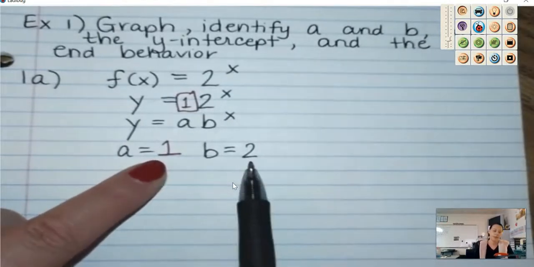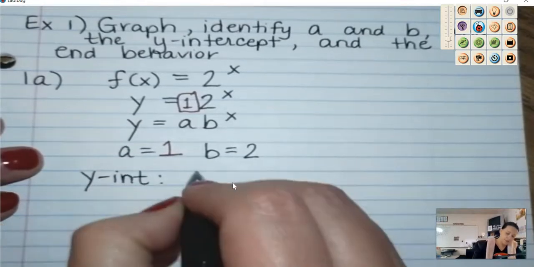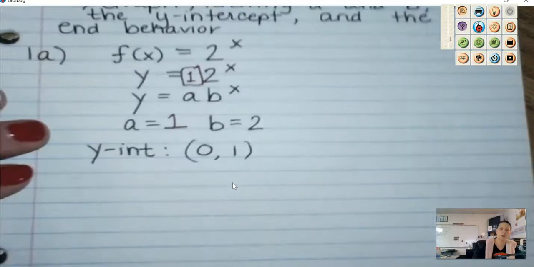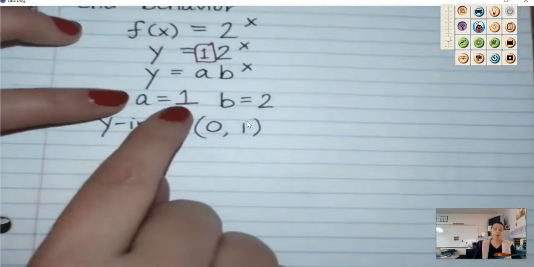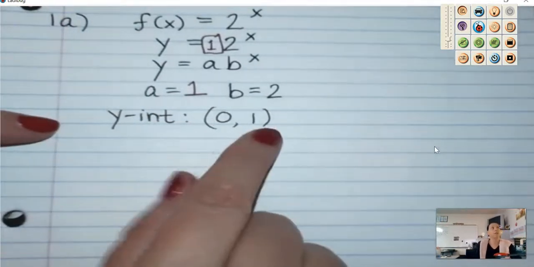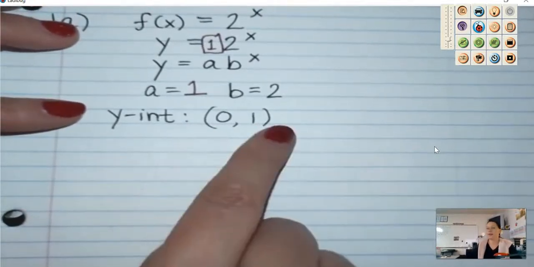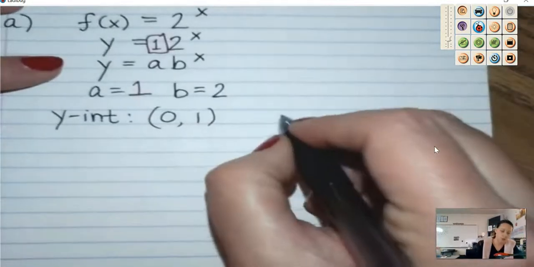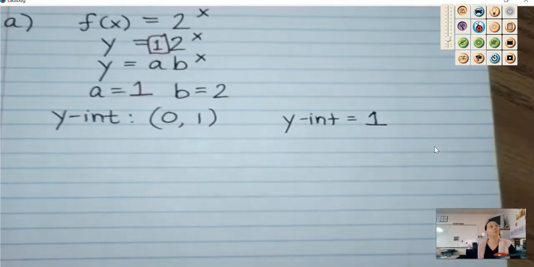Okay, so we did our a value, our b value. The y-intercept is 0, 1. Where it hits on our graph, it hits the y-axis right here at 1. So for a, you just put 0 or 0? No, a is 1. Oh, a is 1. Yes. The y-intercept is at 0, 1. When you put it into HMH, I don't think HMH likes it as a coordinate. I think HMH just has you put y-intercept as 1. Okay. I think that's how they do it.